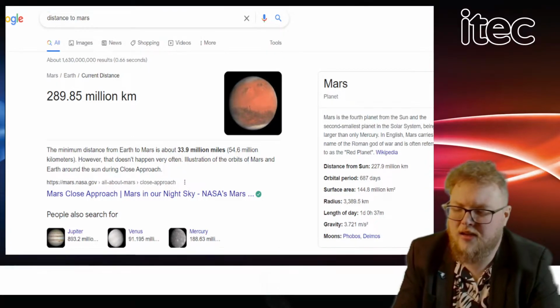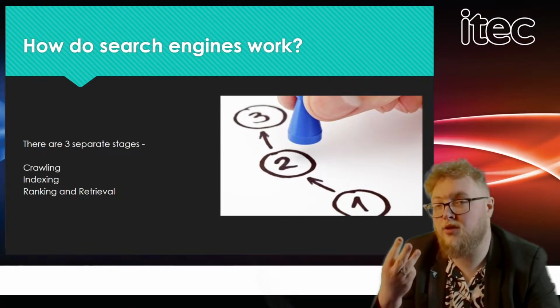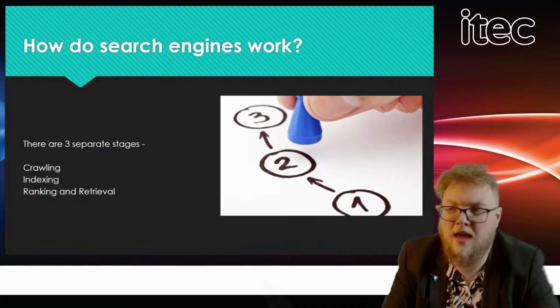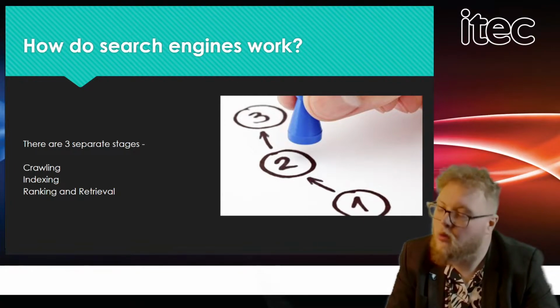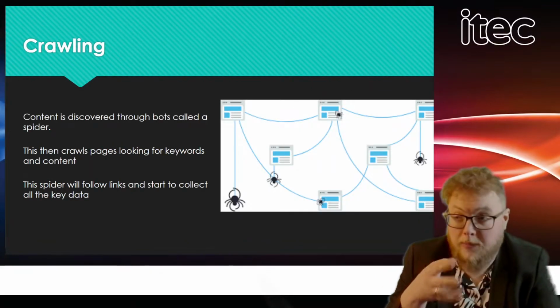But why? The way Google works and the way all search engines work is they have three separate stages. The crawling stage, the indexing stage, and then the ranking and retrieval stage. What we'll do is we'll have a little look through all three of those. So your first step is crawling.